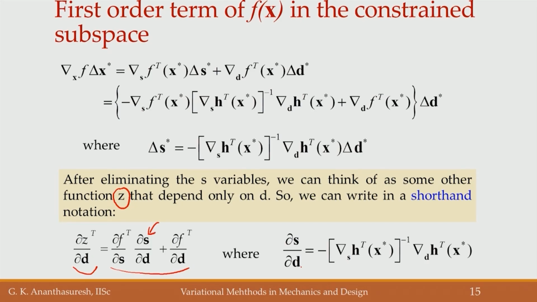What is dou s by dou d? It comes from here, right. So, whatever is seen here is exactly what we have there. Okay. I put delta s star equal to something times delta d star, that essentially means that dou s by dou d, the partial derivative of the solution variables with respect to decision variables, is given by this quantity, and that is what we need to put in here.